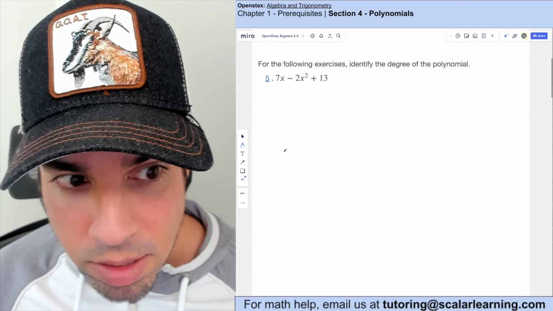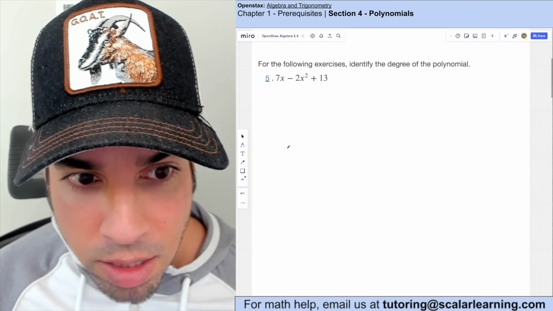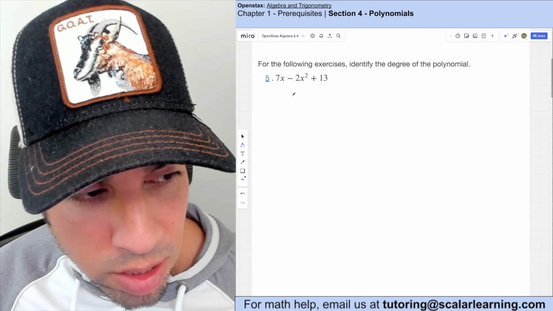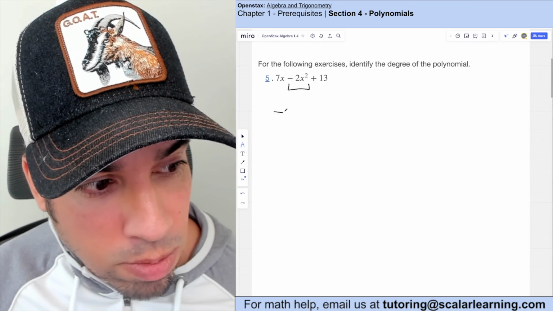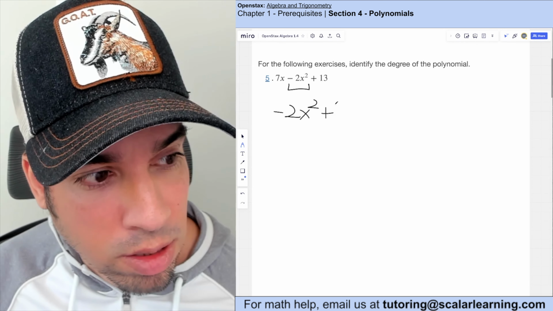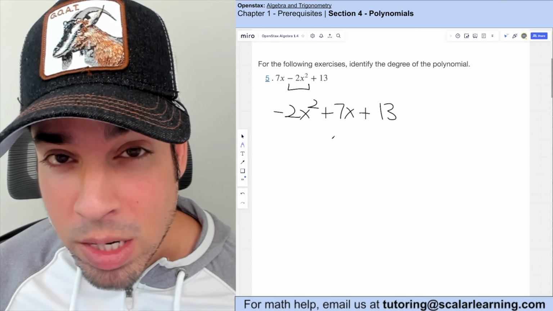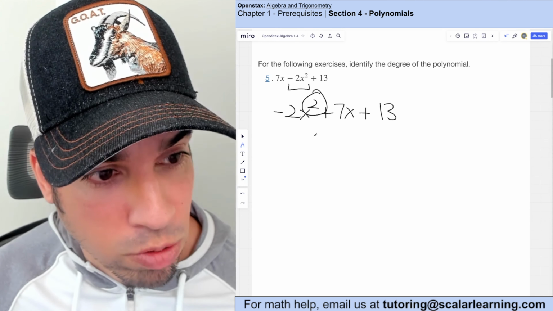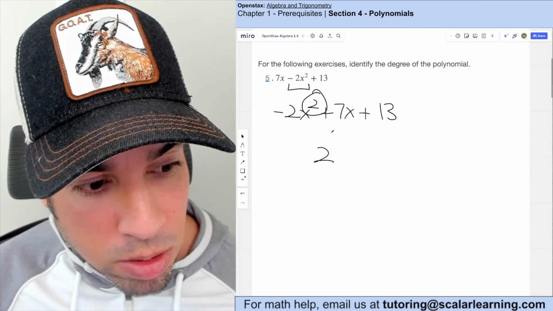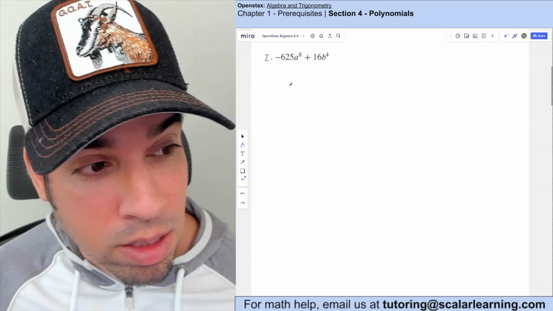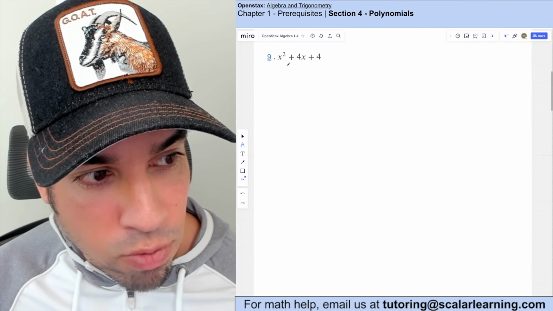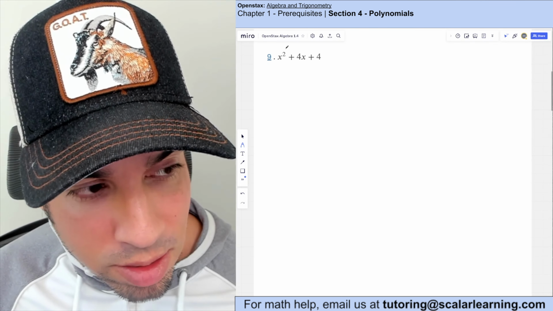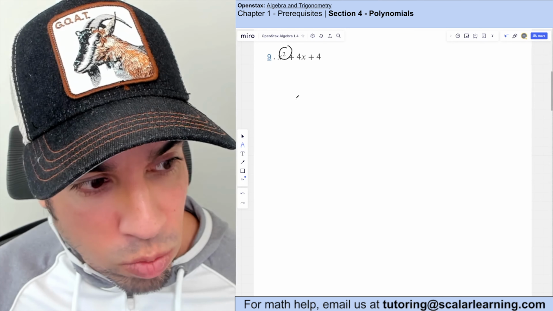For the following exercises, identify the degree of the polynomial. Before we can identify the degree, we've got to put this into standard form, which means I've got to place this term first because it has the highest degree. So it's going to be negative 2x squared plus 7x plus 13. Now the degree of the leading term is 2, which means the polynomial has a degree of 2. Done. Here, the polynomial is already in standard form as the largest exponent is first, therefore the degree is 8. Done. This polynomial is already in standard form, which means that the degree of the polynomial is the same as the leading term exponent, which is 2.